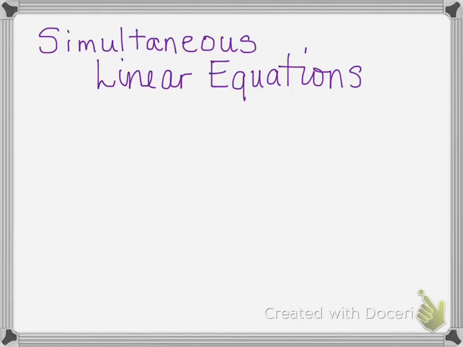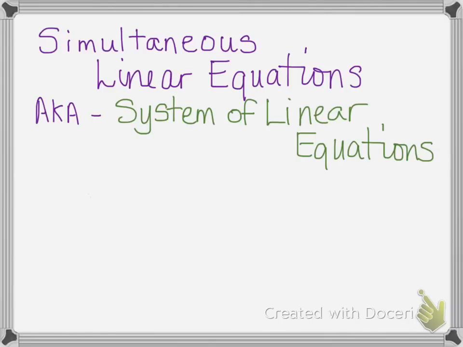Okay, so this problem is an example of simultaneous linear equations. When we had just one equation at a time, there were multiple solutions for them. But when we put them together, we found one. And so this is also known as a system of linear equations.